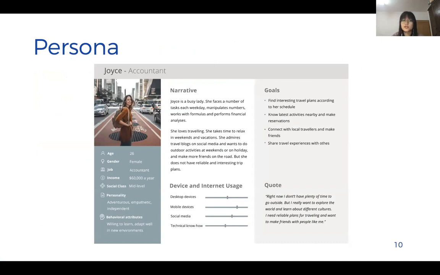Here's my persona. One of my target users, Juicy, is a busy lady. She is a content creator and wants to do outdoor activities at weekends or holidays, but she does not have some reliable or interesting trip plans. So she wants to find interesting travel plans according to her schedule, know the latest activities nearby and make reservations, connect with local travelers and make friends, and also share travel experiences with others.